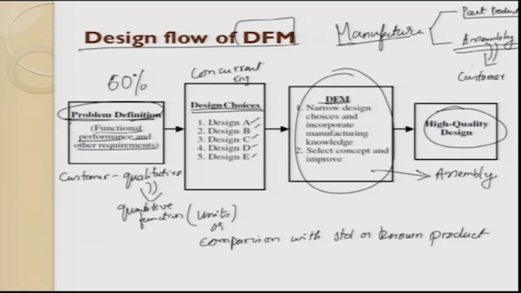So, is it clear? The design flow of DFM happens by problem definition, then you try to generate several choices. There are a lot of tools available today, so that you can choose the best one. It is not only an expert or an expert system that can do it today. Then comes DFM, narrow design choice and incorporate manufacturing knowledge, select concepts and improve, and then finally you get a high quality design.